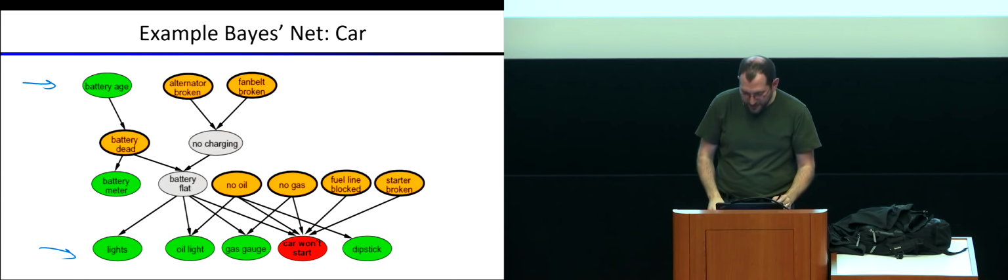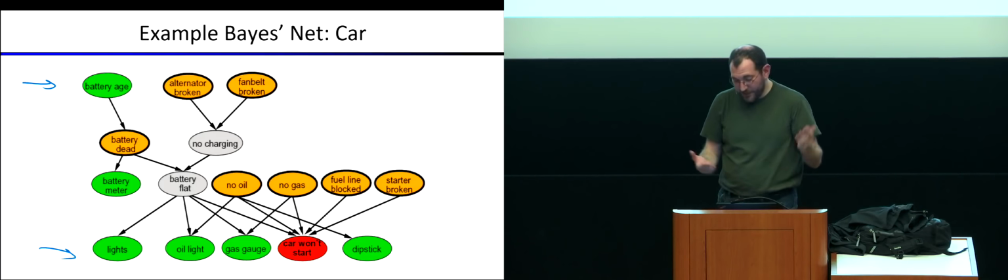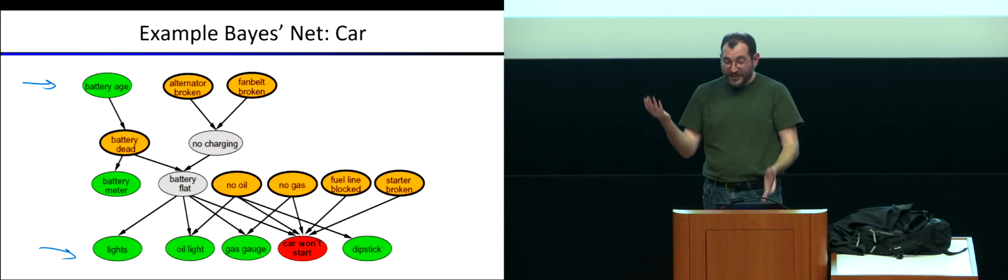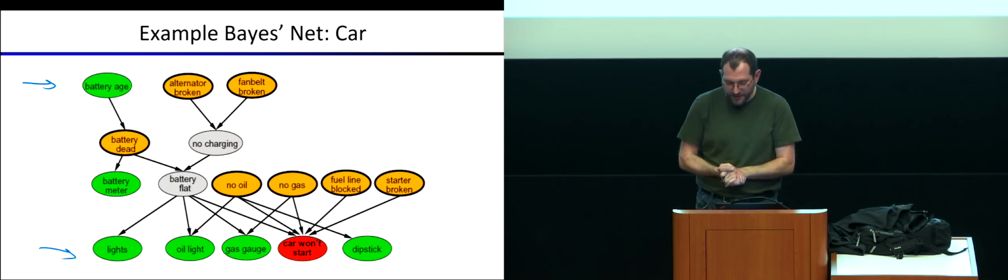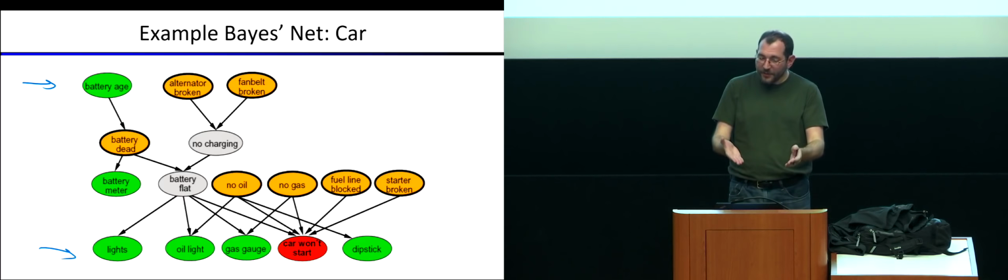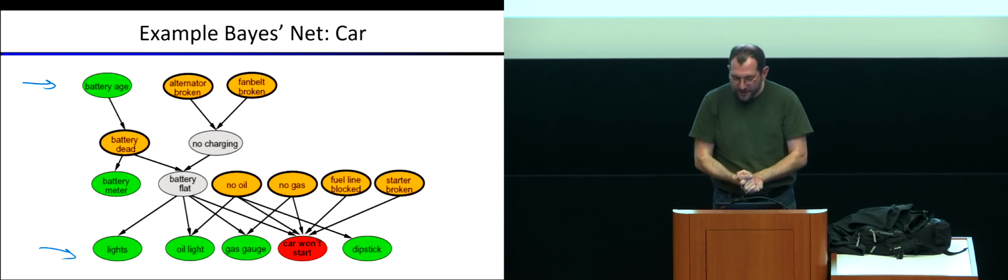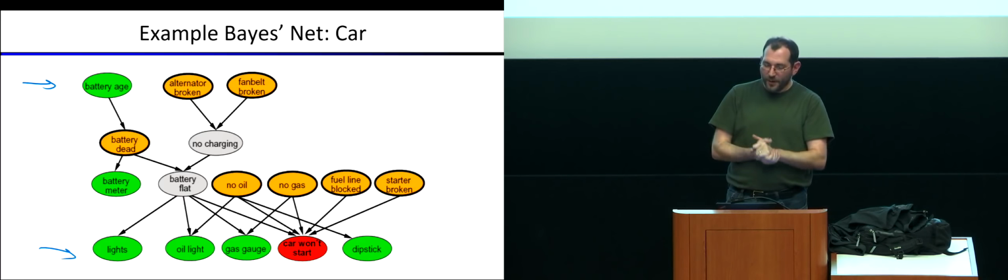And so you might do things like diagnose: is there an oil light on? What does the gas gauge read? What does the battery meter read? Will the car start? And so on. What you can do in this network is observe some of these things at the bottom and do some inference over what causes there might be.